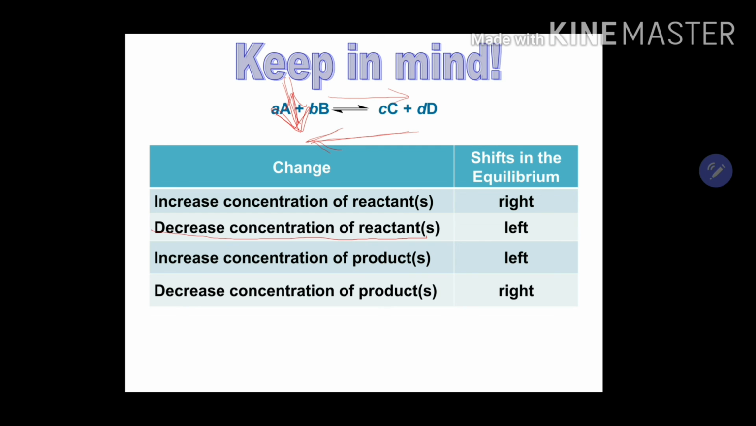Okay, so when we increase the concentration of product, product is on the right hand side, so of course it shifts to the left. So if we decrease or remove the concentration of product, of course the system will shift to the right to produce more product.